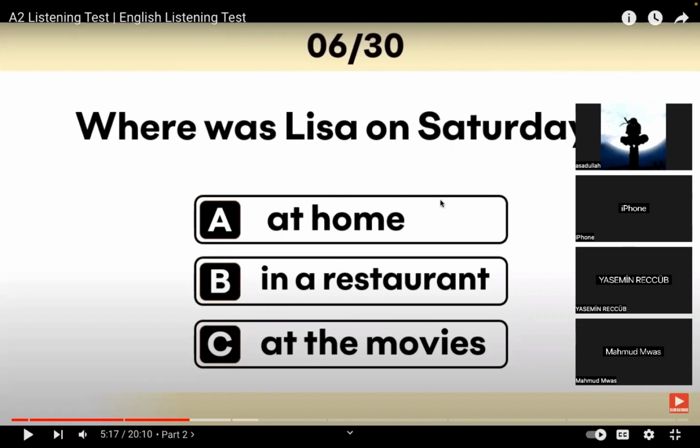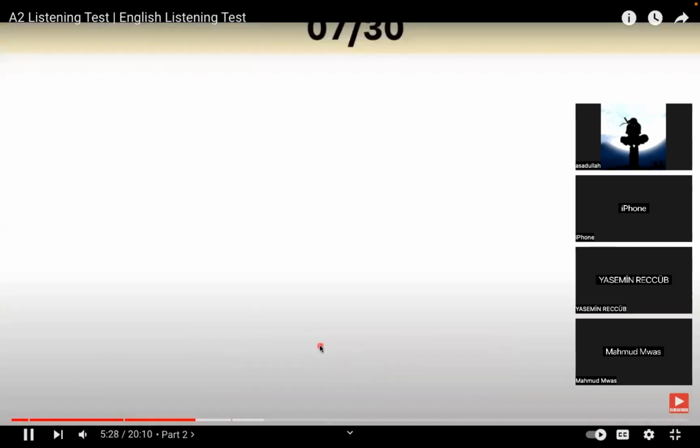Miss Yasmin, choose one. In a restaurant. Mr. Sneen, which one is the correct answer? Let's check. At the movies? The movies, very good. The movies means the cinema.